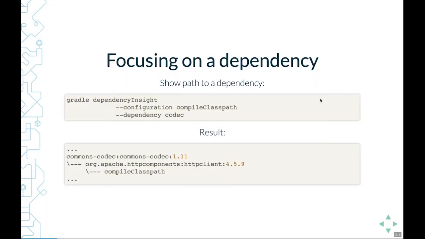Then we can also focus on a single dependency because, of course, the graph we showed you there is really small. Most projects, most applications will have a much larger graph, and sometimes the information you look for really depends on a specific dependency. And so what we can do here is use the dependency insight task, which is a more focused report task.